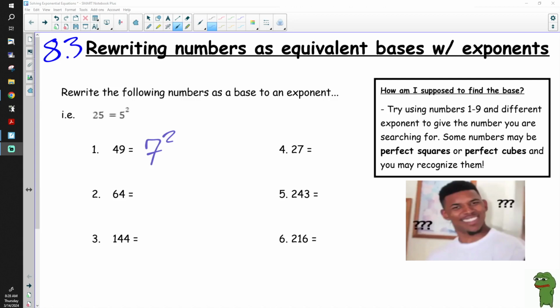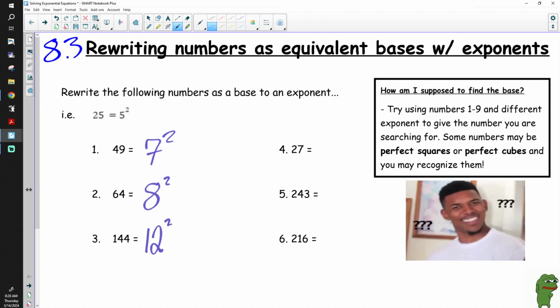So we wrote 49 as 7 to the power of 2. Our goal is to take numbers and rewrite them as numbers raised to an exponent. So 64, what you got? What power? 8 to the second power. 8 times 8 is 64. 8 squared, 64. We can rewrite it as a base with an exponent. 144, what you got? 12 to the second power. Very good. We rewrote it as a number to an exponent. That's the goal here.